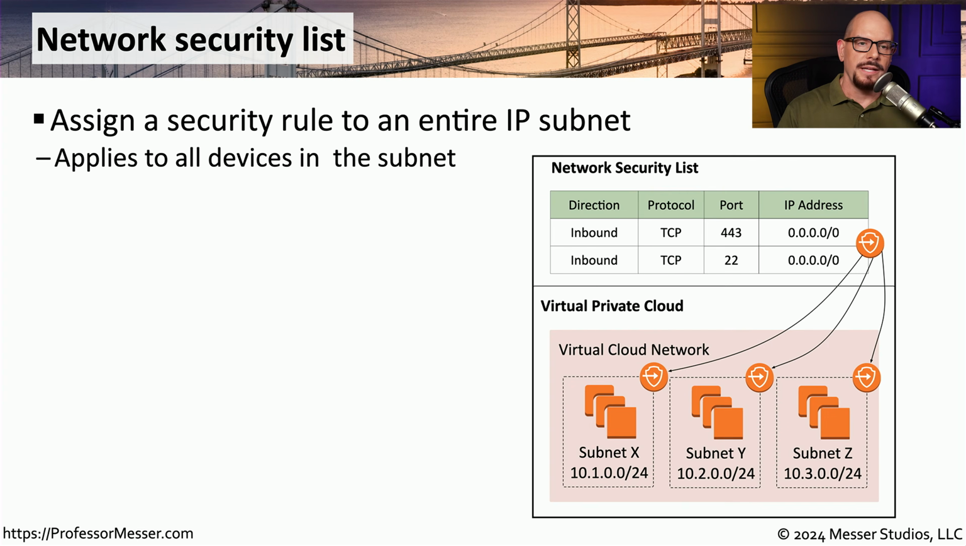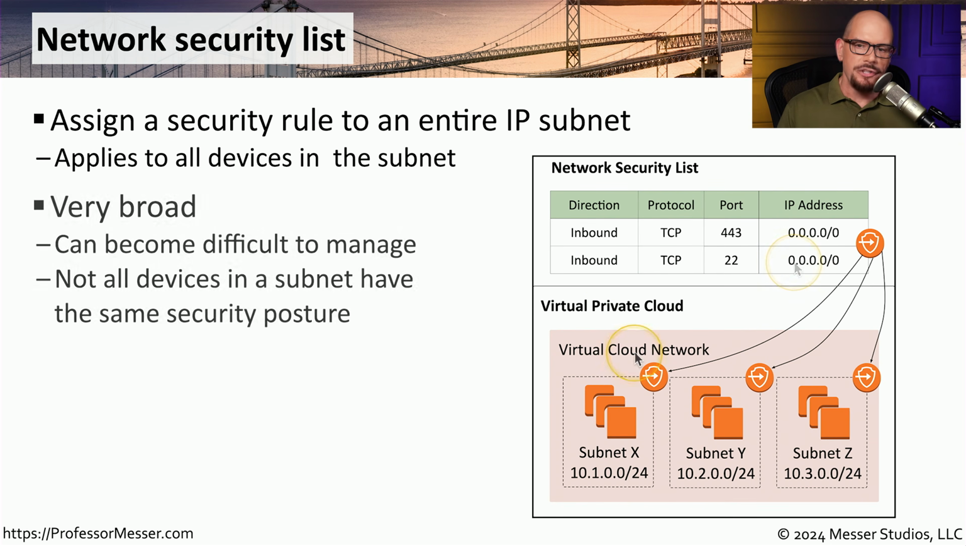In your cloud provider's front end, you would include in your network security list the list of rules that you would like to assign. For example, I have a rule that is inbound using TCP port 443, and any IP address is allowed to communicate inbound with that rule. I have another rule that's an inbound rule for TCP port 22, and it's the same broad range of any IP address. Once you define your network security list, it will be applied to all of your virtual private clouds. And you can see that I have a virtual cloud network for subnet X, subnet Y, and subnet Z. And these very broad network security lists will automatically be assigned to each one of those individual networks.